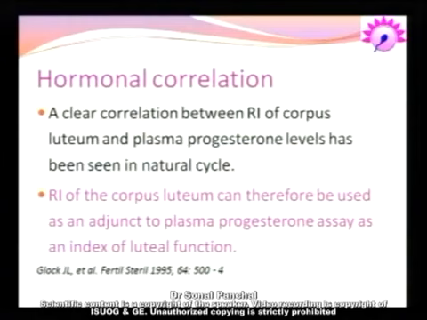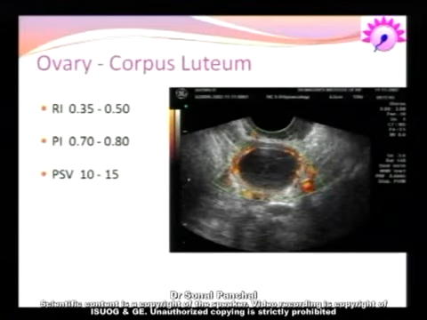In the secretory phase, normally the corpus luteal vascularity is very good, and there's a clear correlation seen between the RI of the corpus luteum and the plasma progesterone levels in natural cycles. It can therefore be used as an adjunct to the plasma progesterone assays to assess the luteal function. And at this stage, in normal cycles, the RI of the corpus luteum should be less than 0.5.